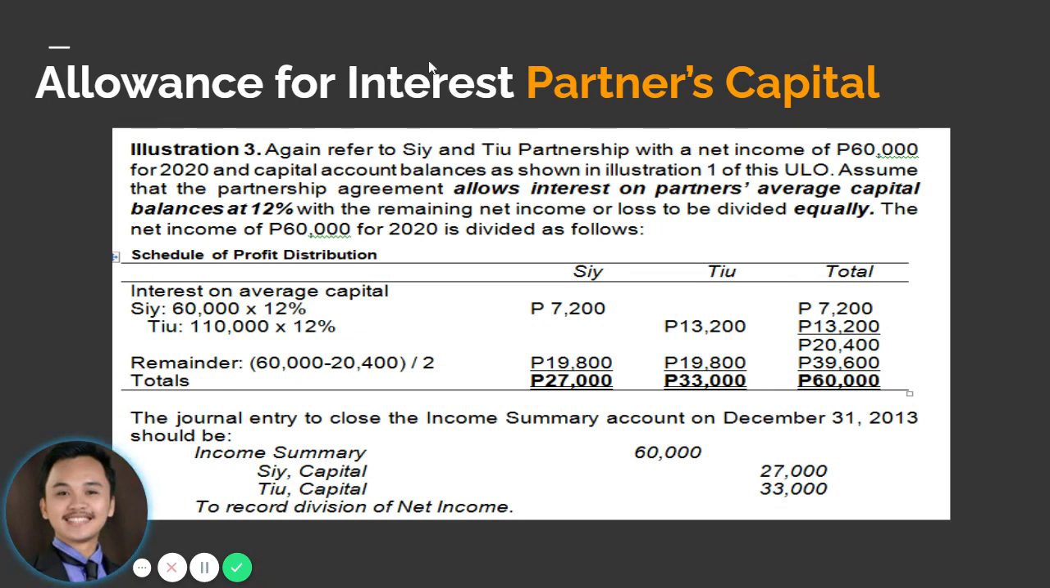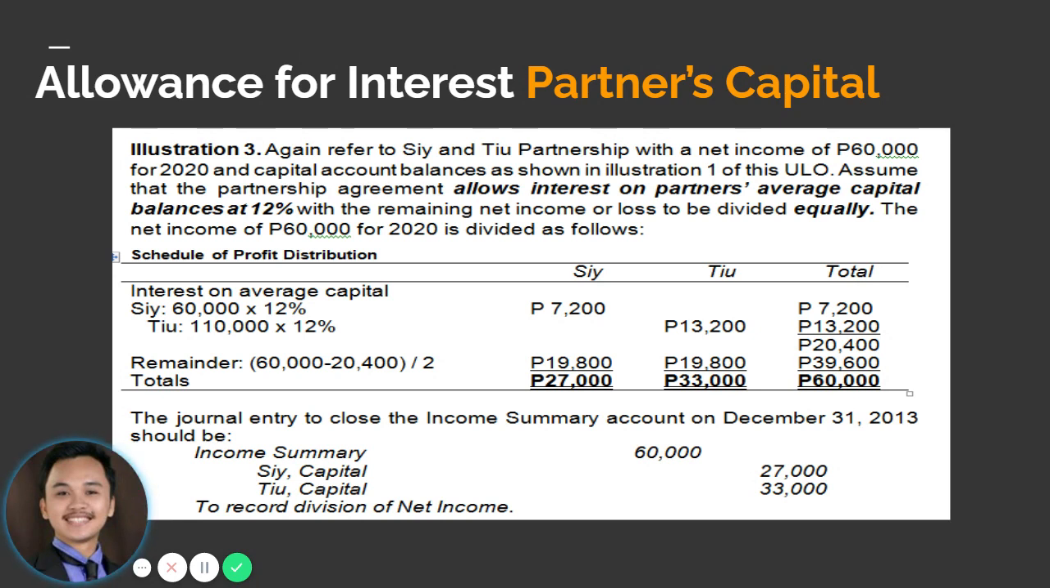So, allowance for interest may be based on the capital balances of the partner. It may be original capital, beginning capital, ending capital, or average capital of the partnership. So, let's have an illustration. So we will still be using the data from C and Chu in this illustration with a net income of 60,000.